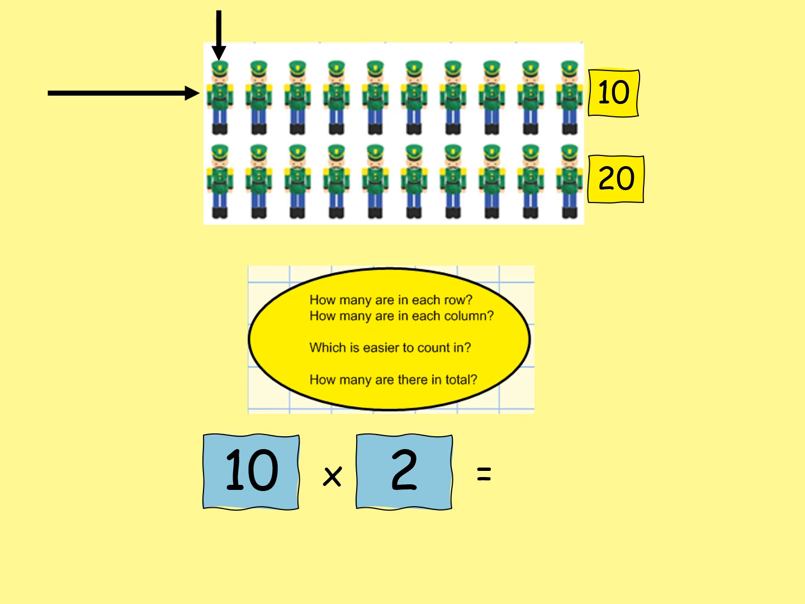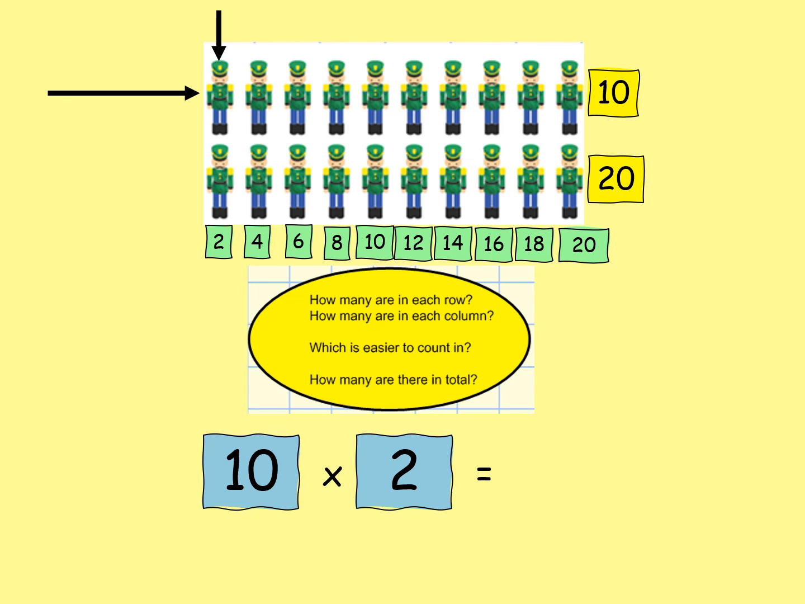But we can count in our 2s, so we could count the columns. So we have 2 in that column, 4, we're going to count in our 2s: 2, 4, 6, 8, 10, 12, 14, 16, 18, 20. We get the same answer, because there's 20 soldiers all together. So the total number is 20 soldiers.